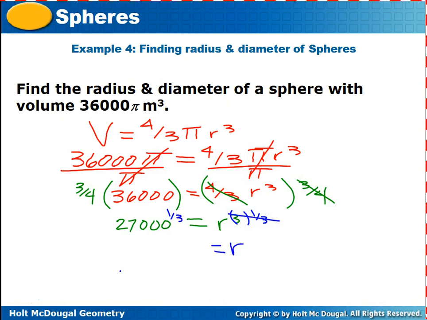And in our calculator, again, we're going to take 27,000 to the 1/3 power. That's going to give us 30. And the diameter is 2 times the radius, so the diameter is equal to 60. And again, the unit here is meters.